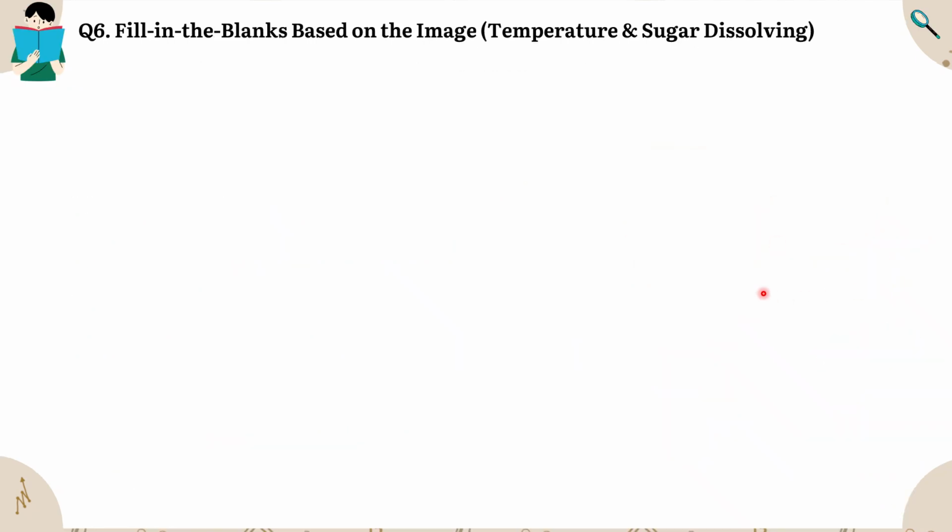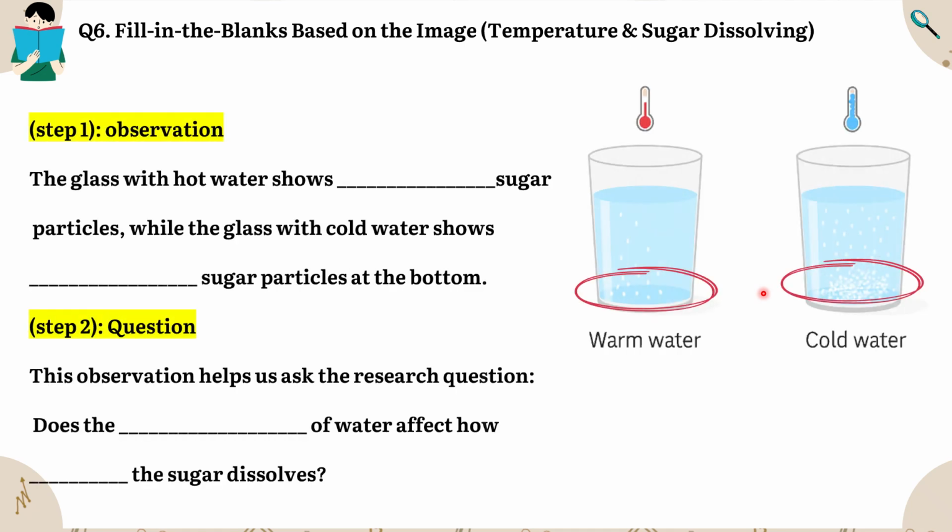Now the next question is this. Here we are carrying out an experiment based on the amount of sugar that dissolves versus the temperature. It all starts with one day when I was making a lemonade. What I did was I took two glasses, and in one glass I added cold water.